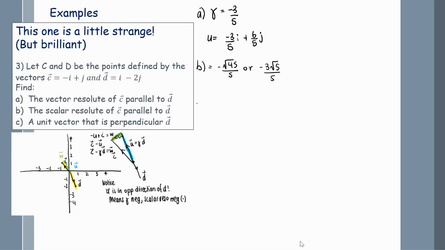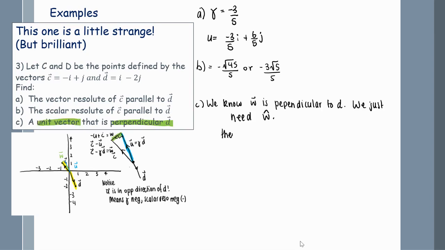For part C, we need to find a unit vector that is perpendicular to D. We already know a vector that is perpendicular to D, and that vector is vector W. So all we have to do is find the unit vector of W. We just say that W hat, or our unit vector, is equal to 1 over the length of W times the vector W itself. First, find vector W.